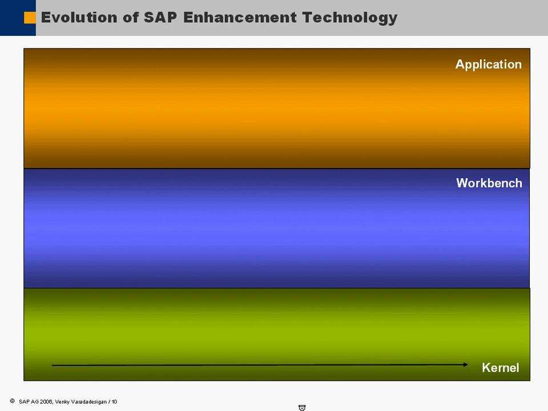We have three levels. The bottommost, the green one, is kernel level, that is at the language level, and then the middle one, the blue one, is workbench, the ABAP workbench layer, and the top one is applications, for example materials management or finance or financials, or plant maintenance, and even it could be the other CRM, SRM applications.